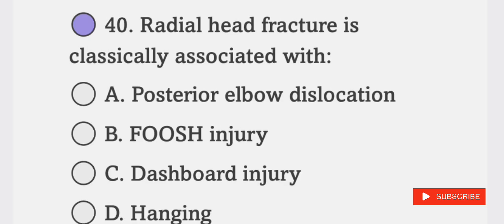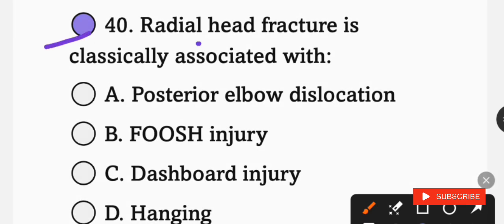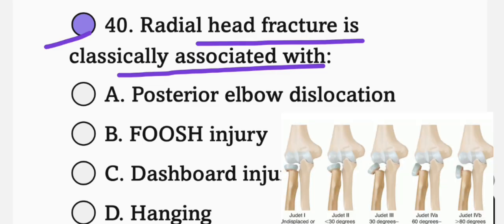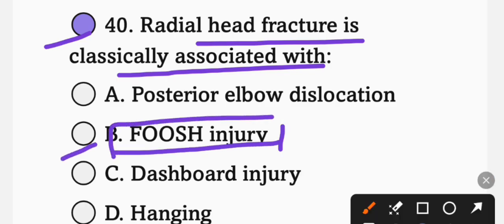Okay, now come to question 40. Radial head fracture is classically associated with. Radial head fractures occur due to force injuries, meaning a fall on an outstretched hand, with the force traveling in an upward direction. The radial head absorbs this force, so it is seen as a fracture. So option B is the correct option.